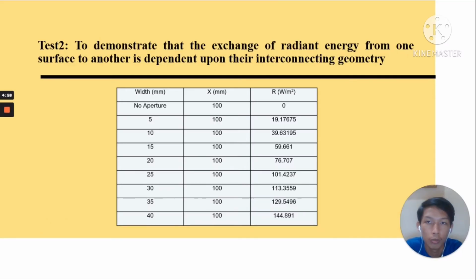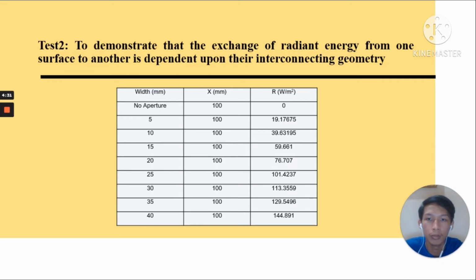My name is Muhammad Fishraf dari Fadila. So, I will be continuing with the result from test 2. For test 2, we did the demonstration of the exchange of radiant energy from one surface to another, which is dependent on their interconnecting geometry. So as we can see, we have 3 columns over here: the width, the X and the R.